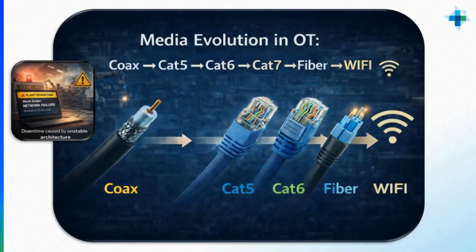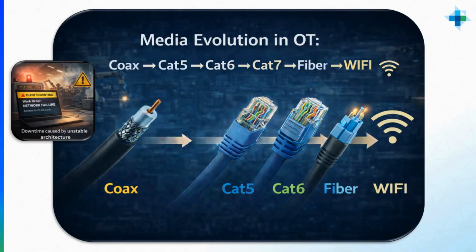So I'm going to be talking now a little bit about media evolution in OT. This is one of our problems, downtime caused by unstable architecture. This can be our example here. Before we really start talking about switches and network architecture, we first need to understand the evolution of communication media in OT environments. Older systems often relied on coaxial cabling, which supported basic communication but provided limited bandwidth and flexibility. As industrial networks evolved, we moved to Ethernet-based infrastructure like Cat5, Cat6, and now Cat7, which supports higher speed, better reliability, and modern industrial networking.